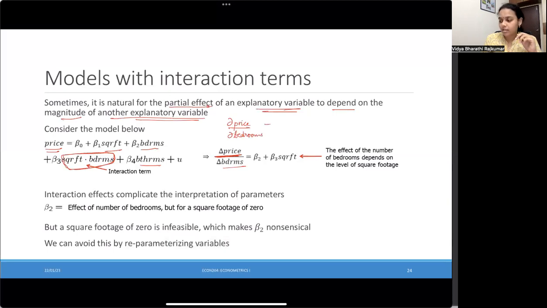There's a beta 2 that's associated with bedrooms, so that's going to show up here. And bedrooms also shows up in this interaction term, beta 3 times square feet times bedrooms. So beta 3 is like a constant. Square feet is another variable, which I will treat as a constant when I take partial derivatives. So when I take dou price by dou bedrooms, it's going to be beta 2 plus beta 3 times square feet.